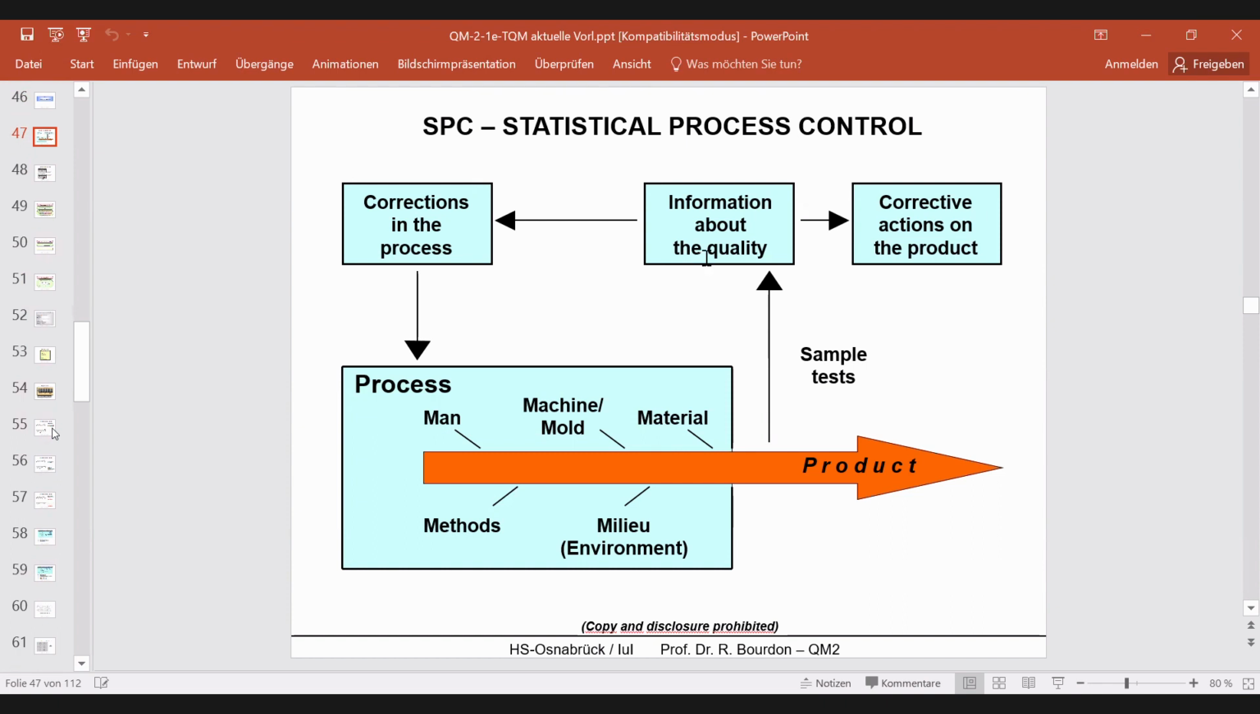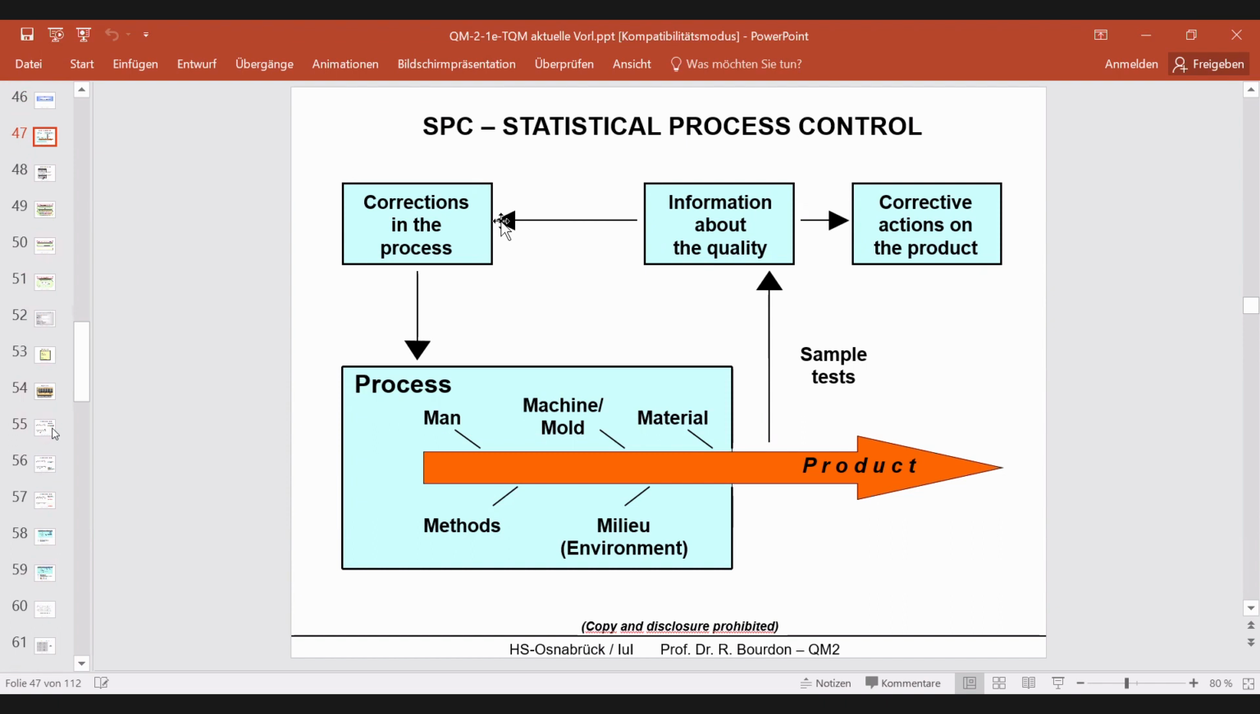And there are 2 possibilities. One possibility is that the quality is okay, then everything is fine. If the quality is not okay, then there are 2 possibilities. And the one thing is corrective actions on the product. This is expensive, and you have to do this with all the products. So you have to test all the products and find out what are the defective products, and then you have to make corrective actions on every product. Sometimes this is not possible, and if it's possible, it's very expensive. So this is not a very good solution and has to be avoided.